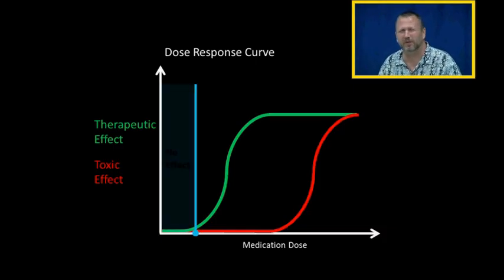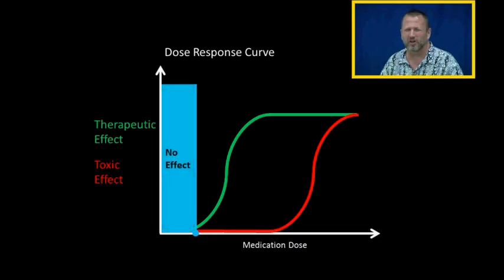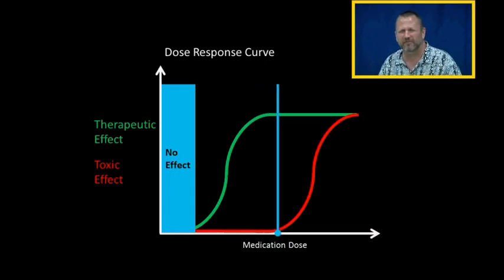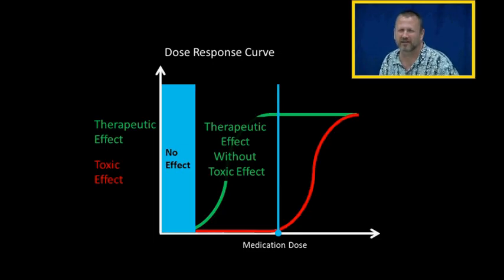At small subclinical doses, notice we get no effect. We get no therapeutic effect, we get no toxic effect. As we add medication dose after that, we can reach maximum therapeutic effect with no toxic effect whatsoever. And this is our ideal drug right here. We can reach a medication dose that gives us maximum therapeutic effect with absolutely no toxic effect. So here we have therapeutic effect with no toxic effect.